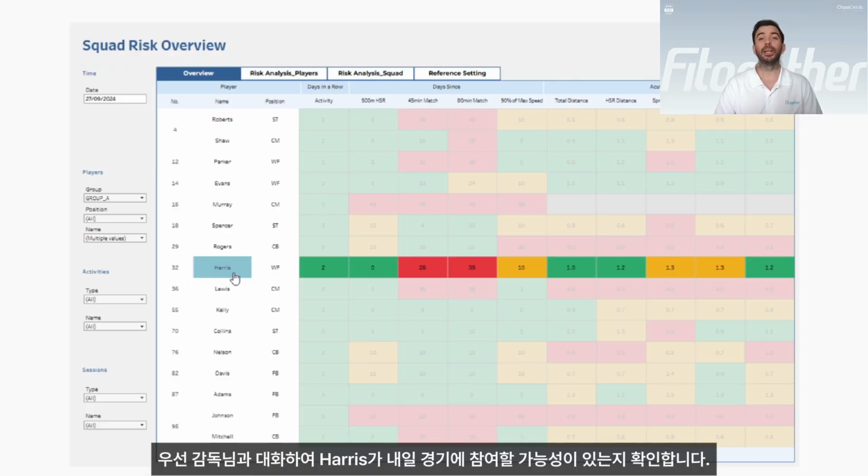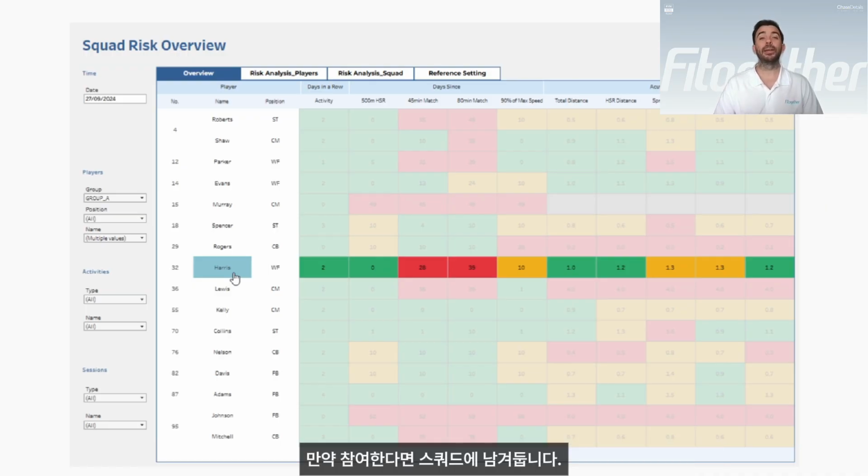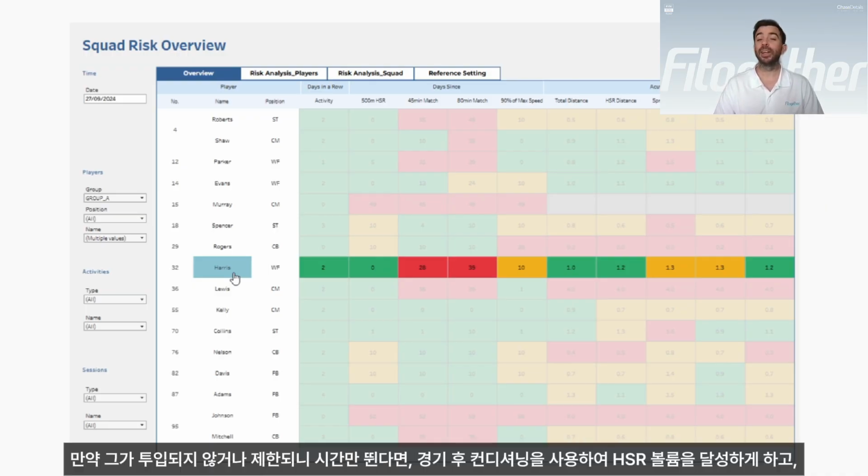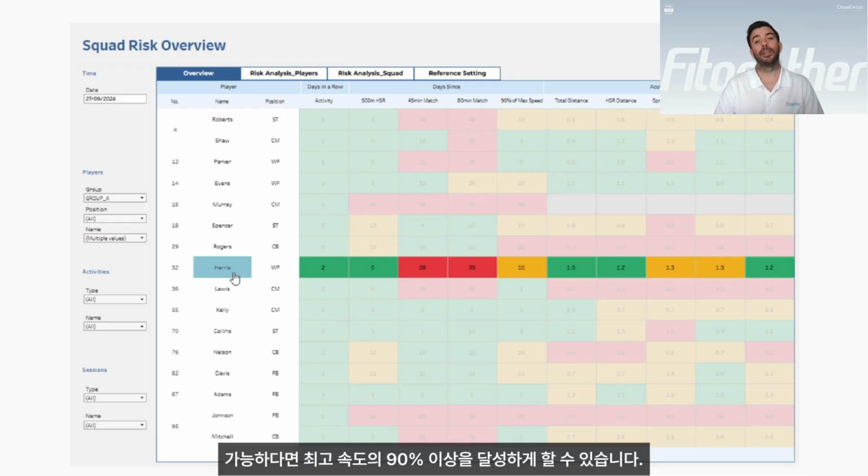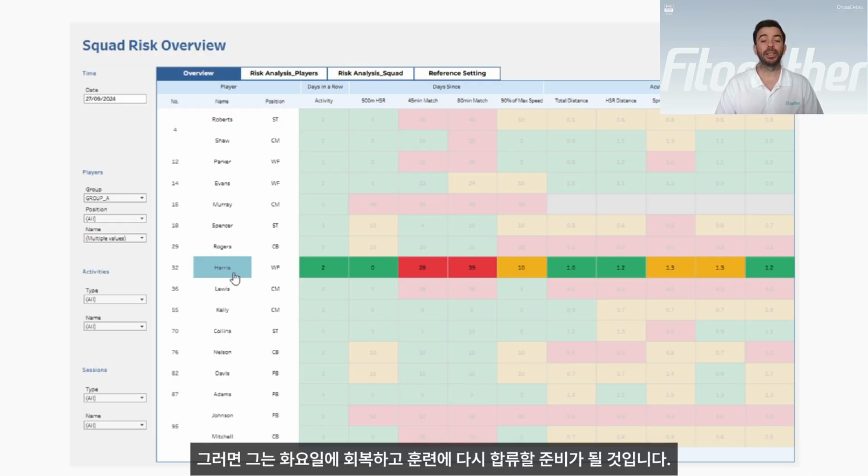First of all, speak with the head coach to see whether Harris is likely to be involved in tomorrow's match. If he is, then keep him with the squad. If he doesn't come on or plays limited minutes, you can use post-game conditioning to hit his high-speed volume, maybe even get him over 90% of his max speed, and he'll be ready to recover and rejoin training on Tuesday.